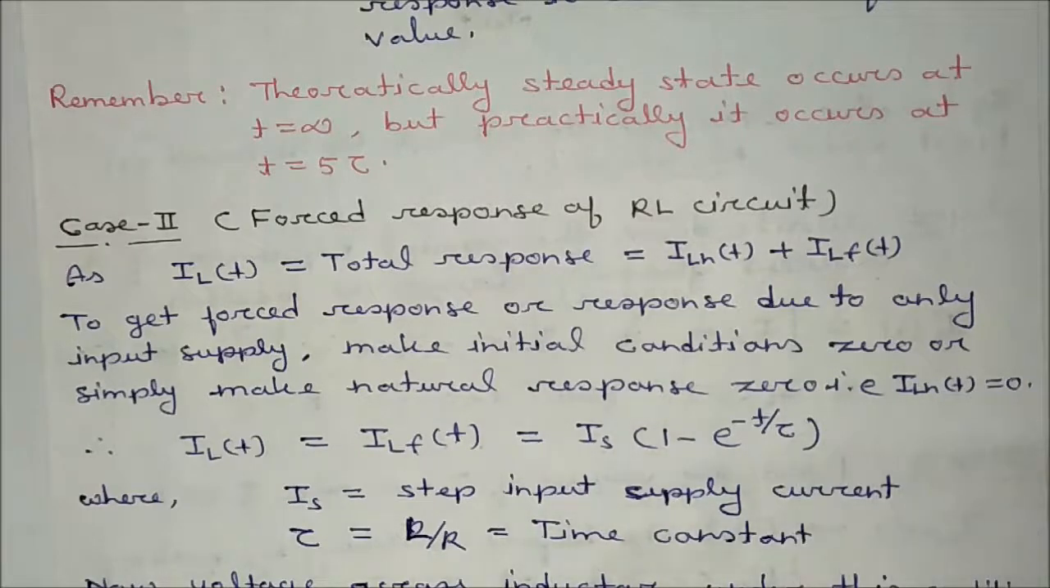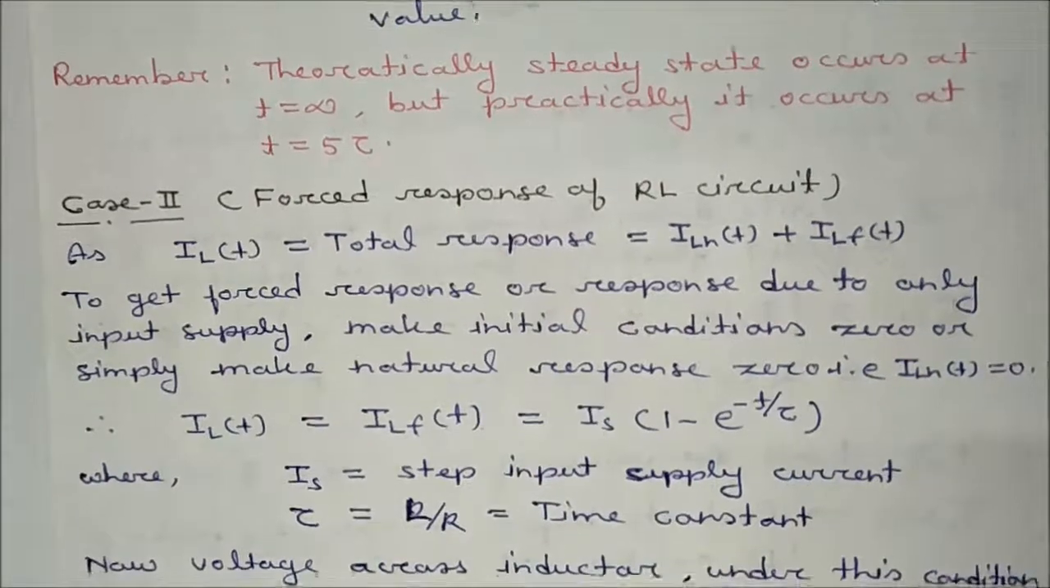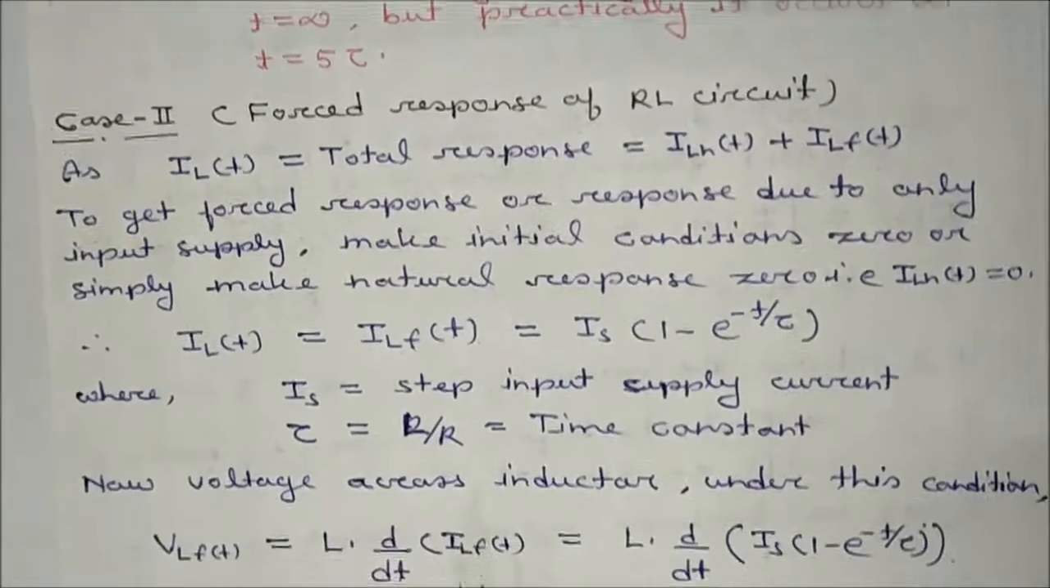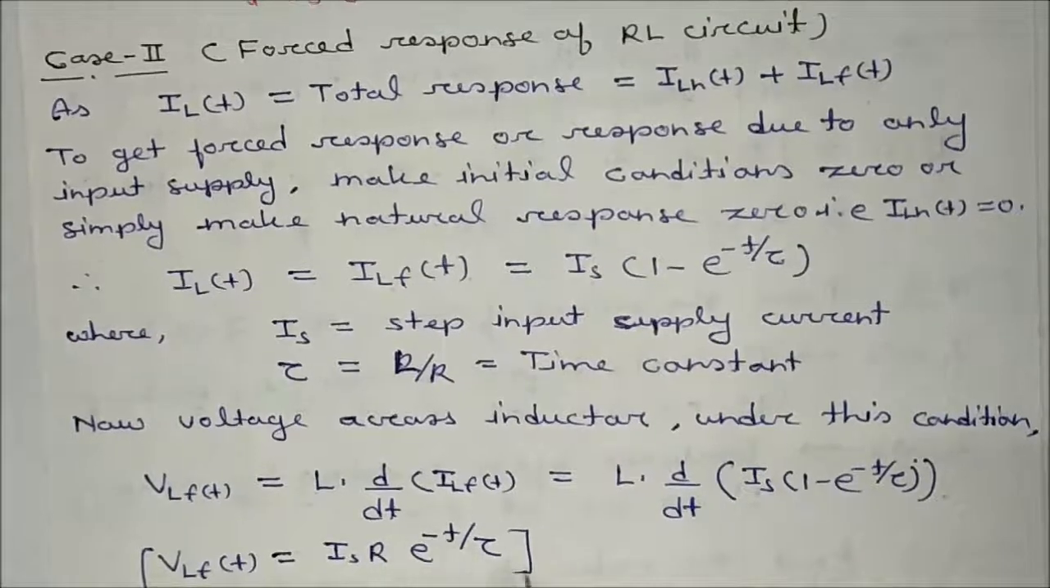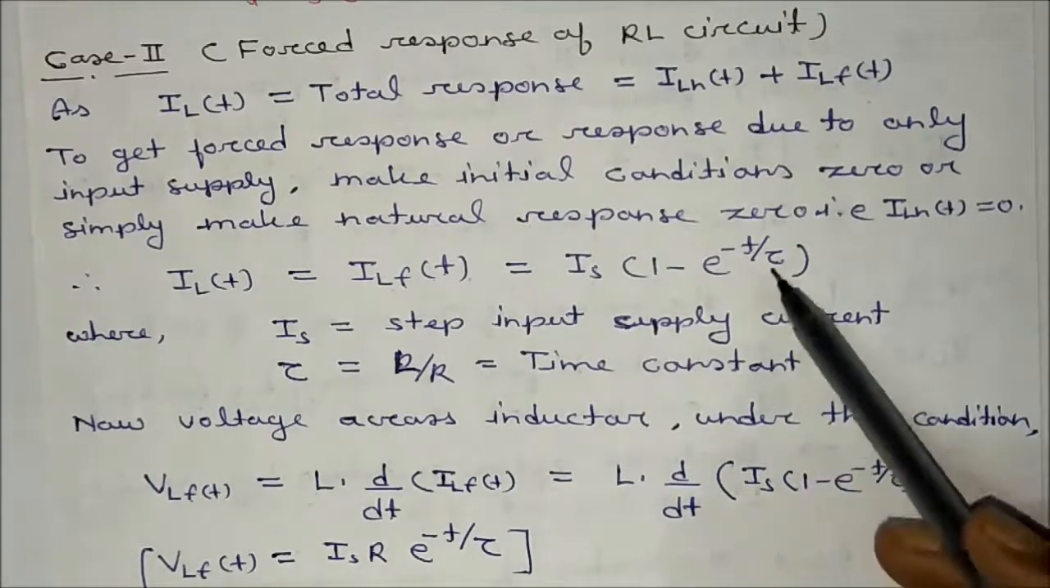Now the current you know. Now if someone is asking about the voltage across the inductor under this condition, that means under the forced response condition, then vL(t) you can easily calculate as L di/dt, and you will get Is into R e to the power minus t by tau.